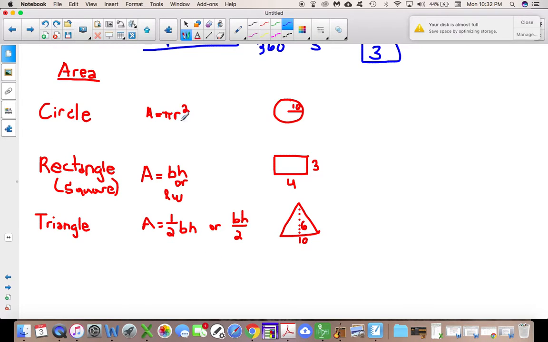All right, here's some area formulas that you need to know and write down. So circle is pi radius squared. Rectangle or square is base times height or length times width, whichever one you want to think about. Triangle is 1/2 of the base times the height, or you can do base times height divided by 2.